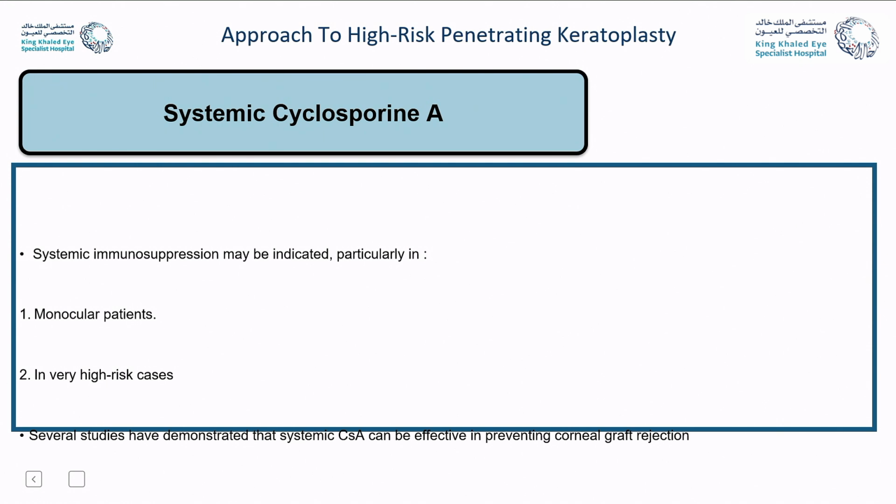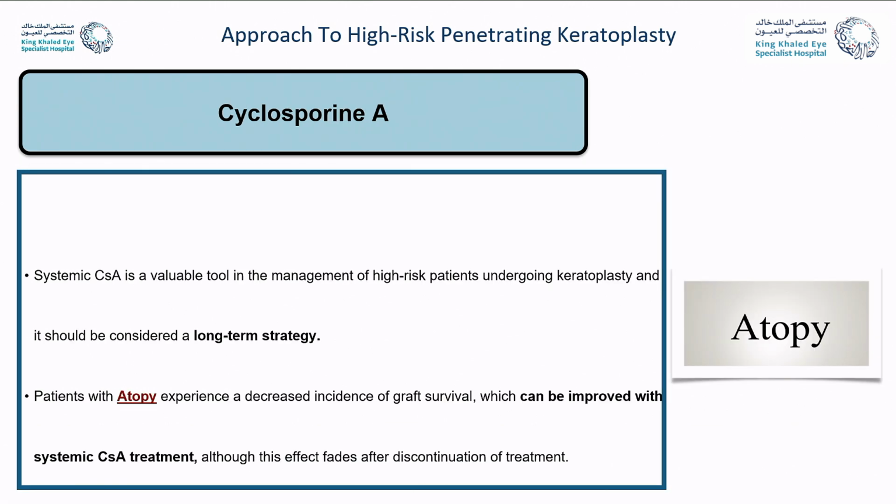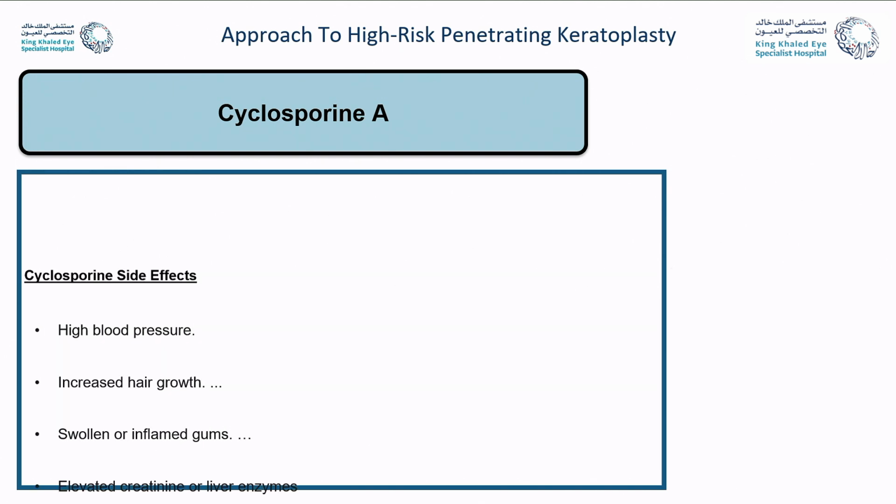So, systemic immunosuppression, cyclosporin can be used especially in patients who are monocular or in very high risk cases. Several studies demonstrated that systemic cyclosporin can be effective in preventing corneal graft rejection. Systemic cyclosporin is a valuable tool, especially in patients with atopy, and it should be considered as a long-term strategy because the effect wanes away once you stop the medication. Patients with atopy experience a decreased incidence and a better survival and improved outcome when using cyclosporin A. The side effects may range between high blood pressure, increased hair growth, swollen gums, and elevated liver enzymes and creatinine.